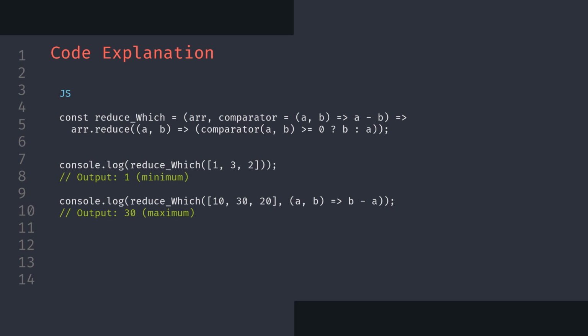Here's the implementation of our solution. The function reduce_which takes two arguments, an array and an optional comparator function. If no comparator is provided, it defaults to finding the minimum value using a and b into a minus b. We use the reduce method to iterate through the array. For each pair of elements, the comparator determines which element to keep. This approach is efficient and allows us to use custom rules for comparison.